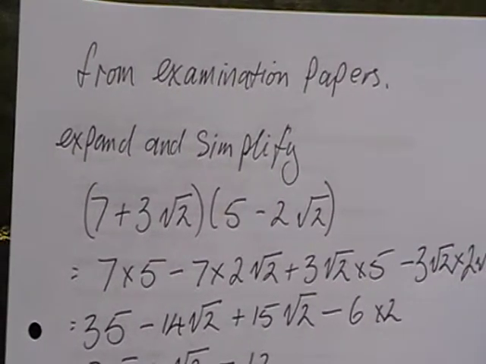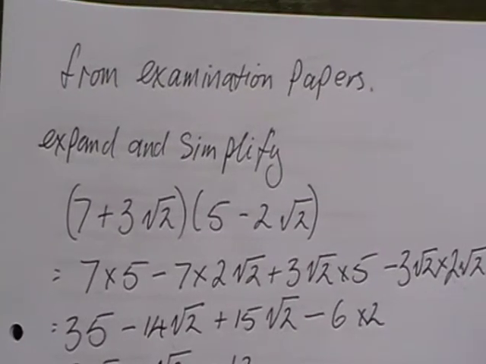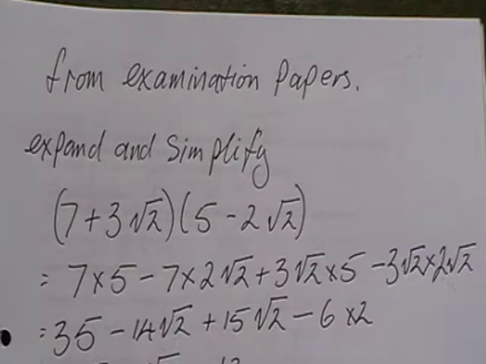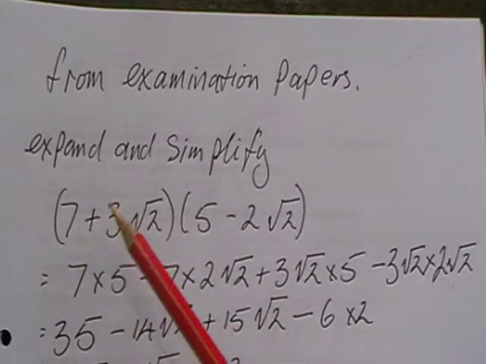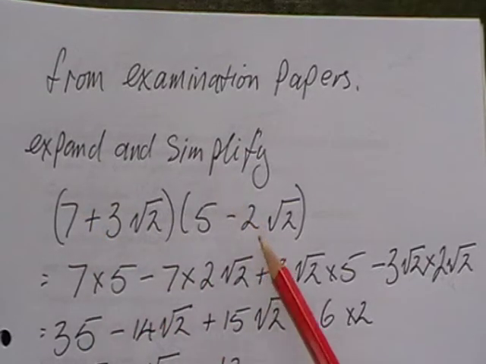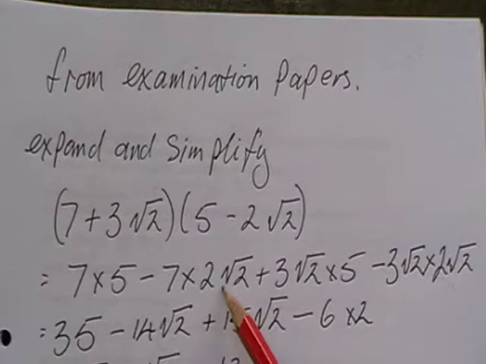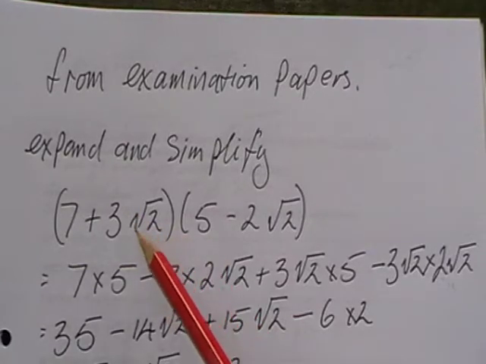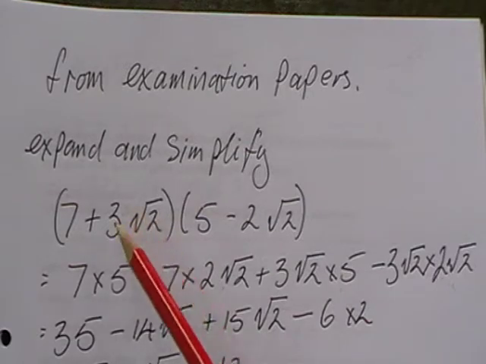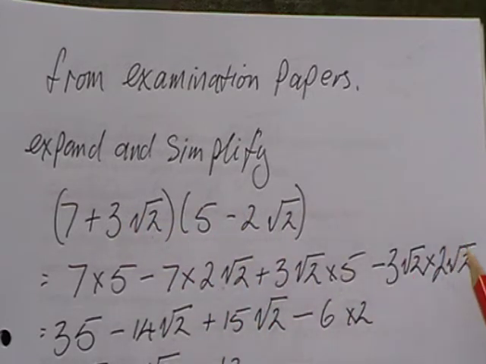And work from examination papers. Expand and simplify. We've seen those words lots of times. Again, it's a matter of multiplying out the brackets here. So we have 7 times 5 is 35, as you'll see, we follow that down through. 7 times minus root 2, written out in the steps here. 3 root 2 times 5 is here, and 3 root 2 times -2 root 2 is there.